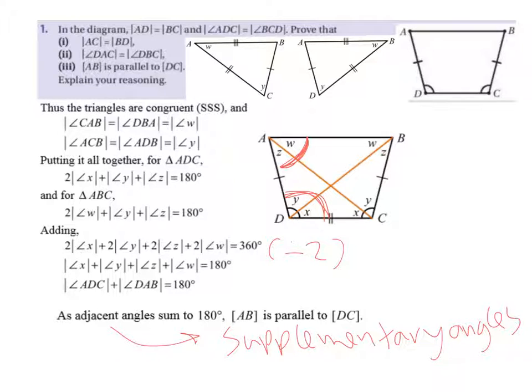So when we have two parallel lines and a transversal cutting through them, then this angle here and this angle here make supplementary angles, so they would add to 180 degrees. And likewise this angle here and this angle here would also make 180 degrees. They're also called co-interior angles. So they can be called adjacent angles, supplementary angles, or co-interior angles. Either way, they add to 180 degrees. So likewise on the other side, this angle and this angle would add to make 180 degrees, which proves that AB is parallel to DC.